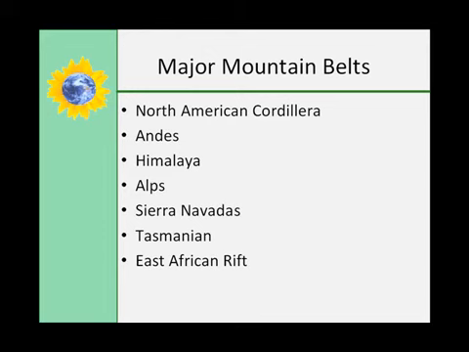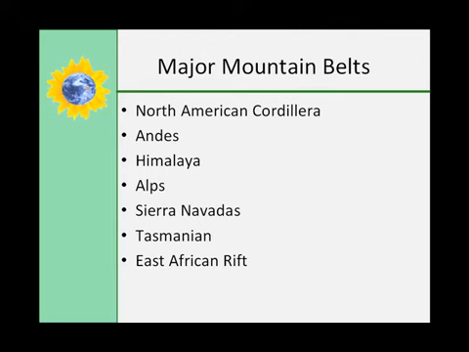Some transform plate boundaries can also result in impressive mountains. Anyone in Southern California can tell you that the Sierra Nevadas are pretty darn impressive, and they are a transform plate boundary there. Also, you see the same thing in New Zealand, which is the Southern Alps.